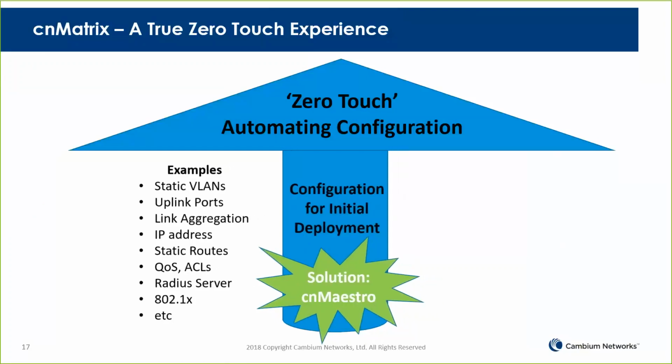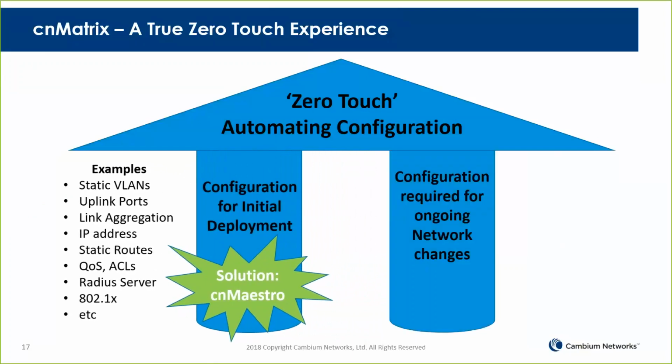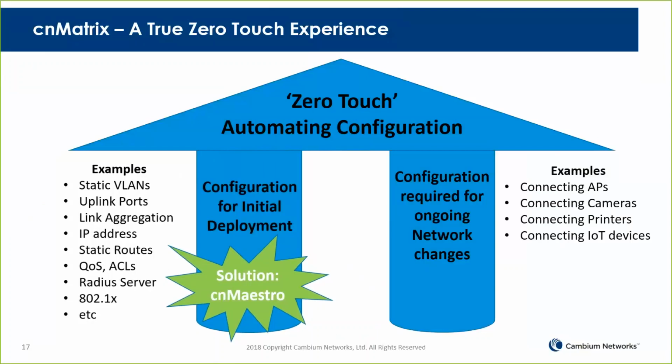However, I think there's a second component of zero-touch, maybe even more important, and that's the configuration that's required on the switch for day-to-day operations of the switch. So a few examples. As you connect new devices to your switch, any type of device, it can be an access point, a video surveillance camera, a printer, or any one of 1,000 different IoT devices. So when you plug in these devices into the switch, there is configuration on the switch needed.